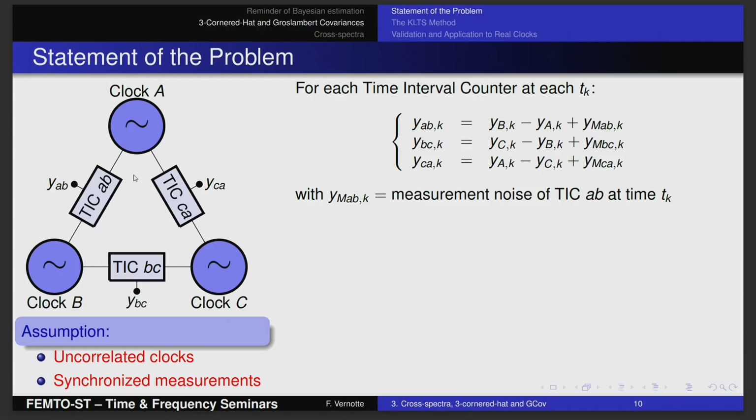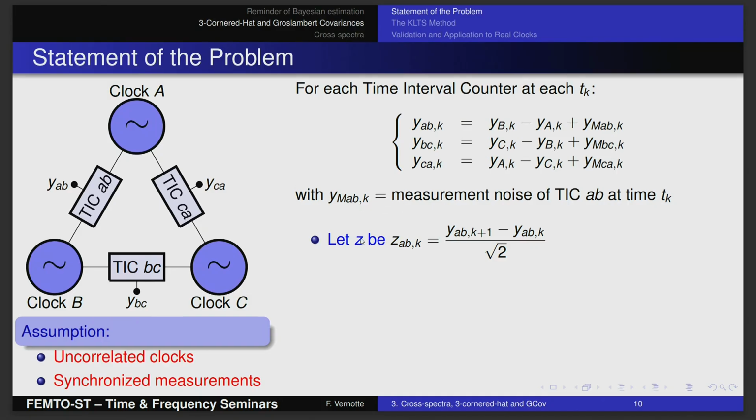If you do that, you can write the frequency YAB, which is here, as the difference between the frequency deviation of clock B minus the frequency deviation of clock A, plus the measurement noise introduced by the time interval counter, which I call here YM, M for measurement, AB of k. I didn't say that, but the index k counts for time. At each time tk, you have such a measurement. So you can do that for every time interval counter.